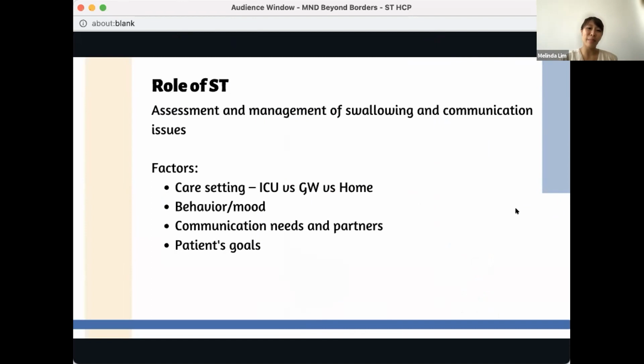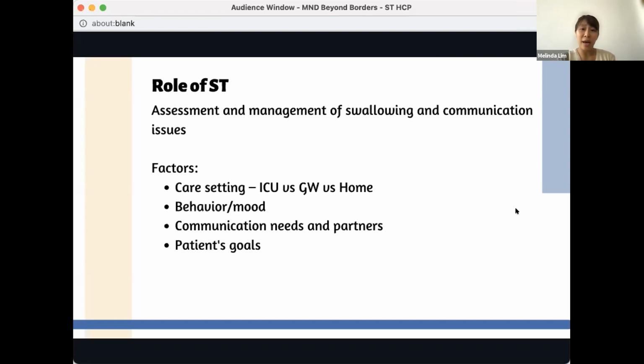Coming back to the role of the ST, we assess and manage swallowing and communication issues. There are quite a few things that we do think about. As David mentioned, I see patients across the continuum of care, so patients who are in the ICU versus patients who are in the general ward. And then as they transition back to home, the setting in which they are being seen, and also the time point of where they are in their disease progression, is really important in considering how you would manage a patient with swallowing and communication issues because of ALS or MND.